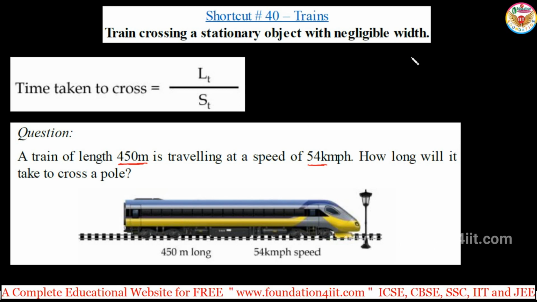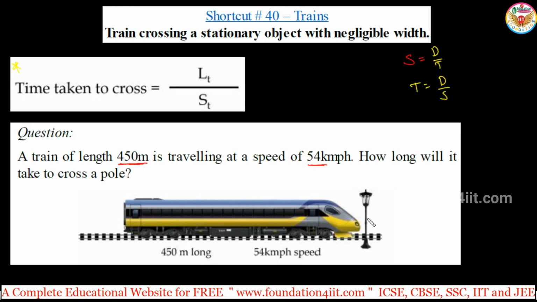That's why we know that speed is equal to distance by time. From this, time is equal to distance by speed. So in the place of distance, we have to take the length of the train. That's why this is a shortcut trick. Time taken to cross is L by S, that is the length of the train by the speed of the train. If you find just the length of the train by the speed of the train, that is the time taken to cross the pole.